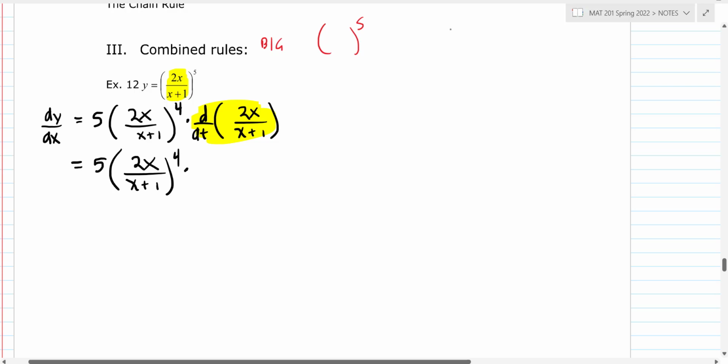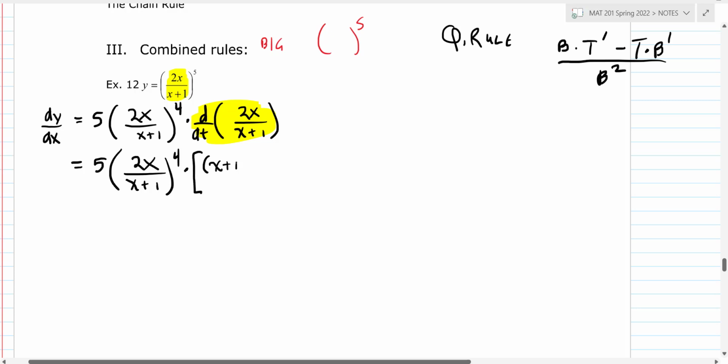Okay, now we have a quotient rule. So remember, your quotient rule is bottom times derivative of top minus top times derivative of bottom over bottom to the 2nd. So we're going to put that part in the quotient rule. Okay, so we got the bottom, x plus 1. Now I can kind of just do this in my head. The derivative of the top is 2, so you can do that in your head. Then minus the top, which is 2x, times the derivative of x plus 1, which is just 1. So you can do that part in your head, and then let's write the bottom squared like that.